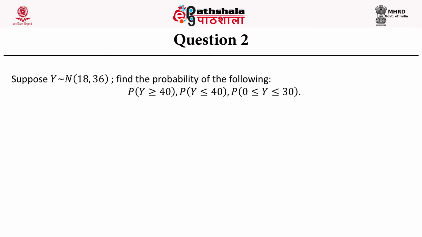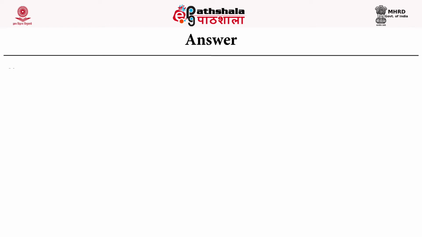Suppose y follows a normal distribution with parameters 18 and 36. Find the following probabilities: probability of y greater than or equal to 40, probability of y less than or equal to 40, and probability that y lies between 0 and 30. So here we have mean equal to 18 and variance sigma square equal to 36, so standard deviation is equal to 6, and we have to find the probability of y greater than or equal to 40.